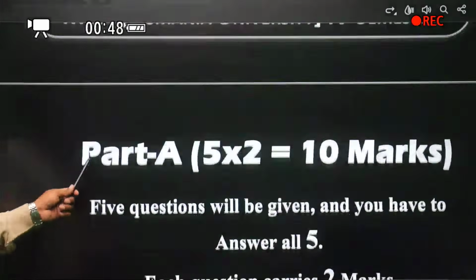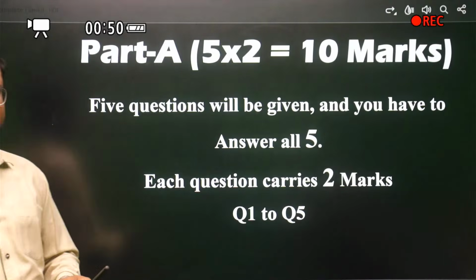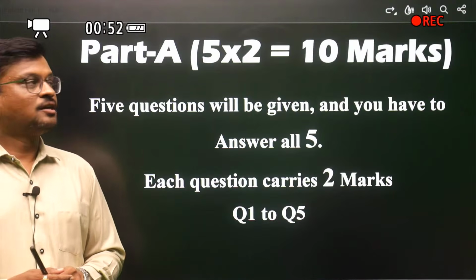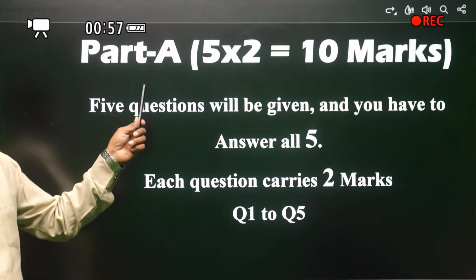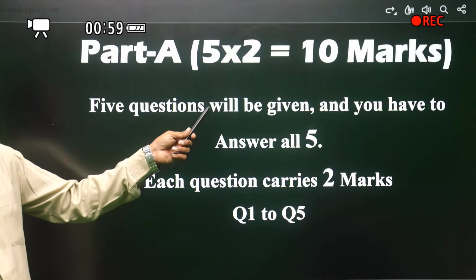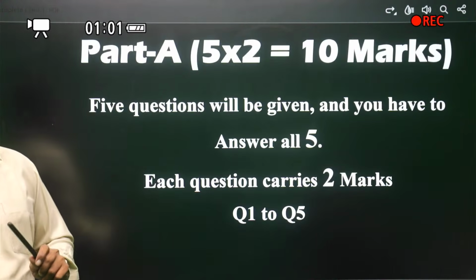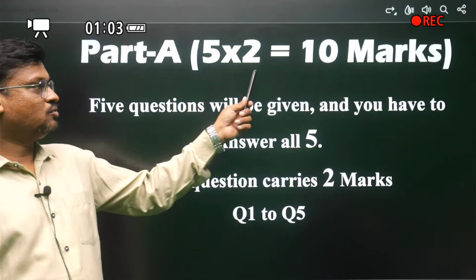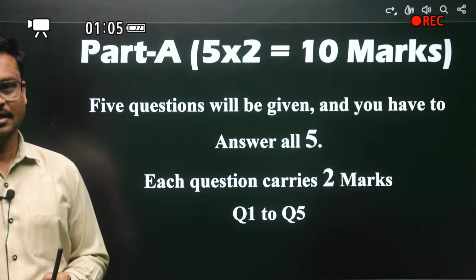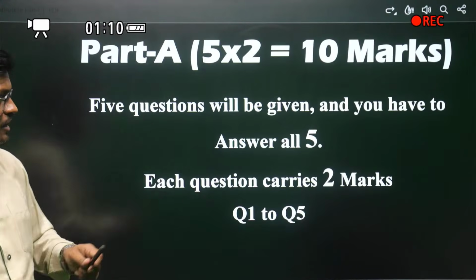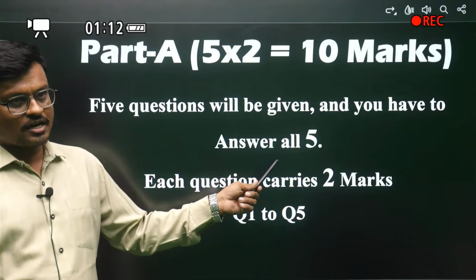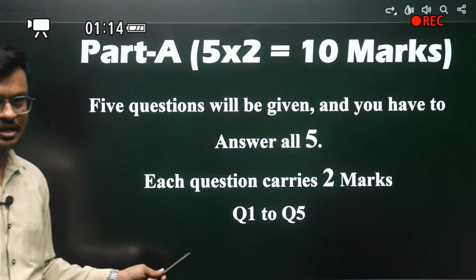We'll just have a simple glance at the paper pattern. Your paper will be divided into two sections. The first section, part A, has 5 questions and you need to answer all 5, which carry 2 marks each. So 5 into 2 gives you 10 marks.